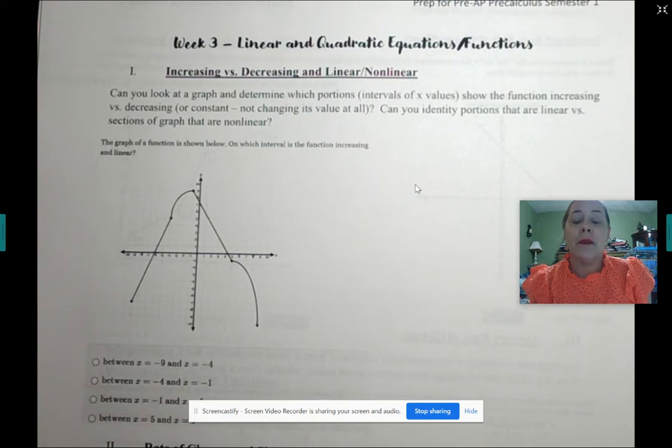So linear and quadratic are things that you're expected to be experts on already. You studied them in Algebra 1. You studied them in Algebra 2, although linear not as much because you spent the bulk of your time in Algebra 1 talking about linear functions. So I'm going to review you now.